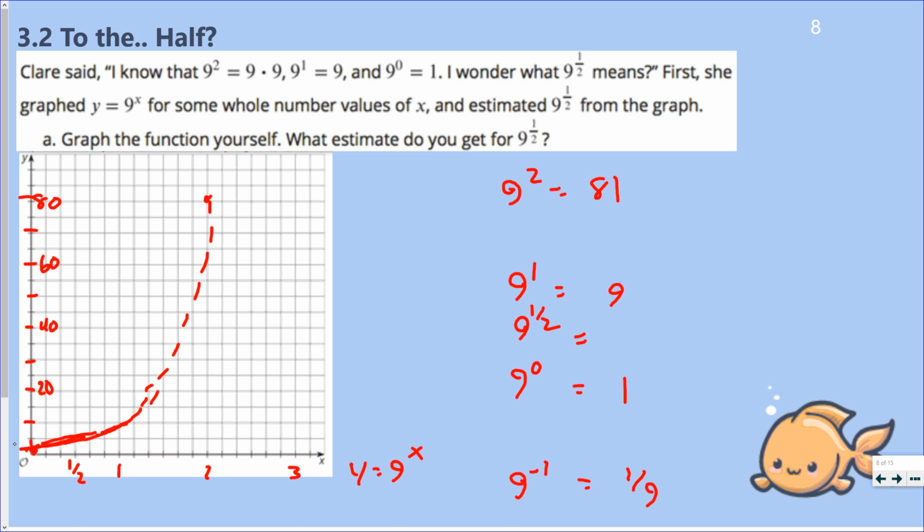It looks like it's going to be somewhere around 5, maybe even a little bit less than 5. I wonder what could happen. A little bit less than 5, maybe? Let's look at Desmos. We'll see what that says.